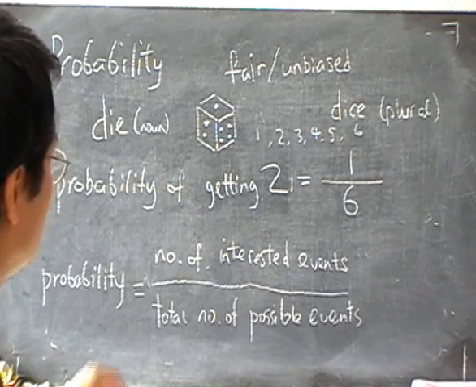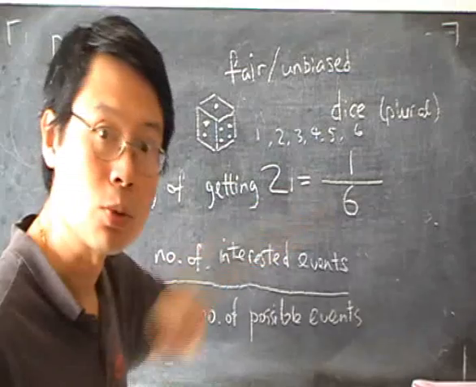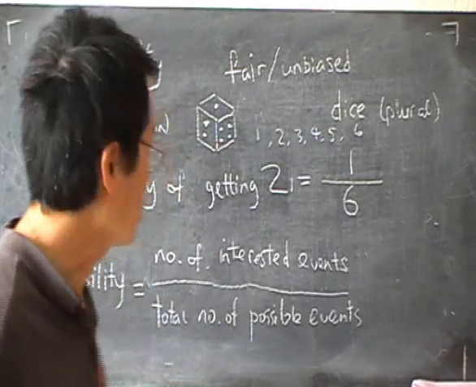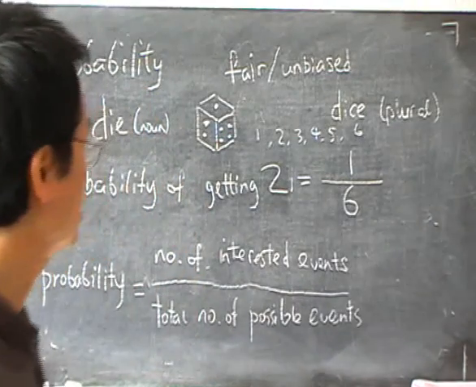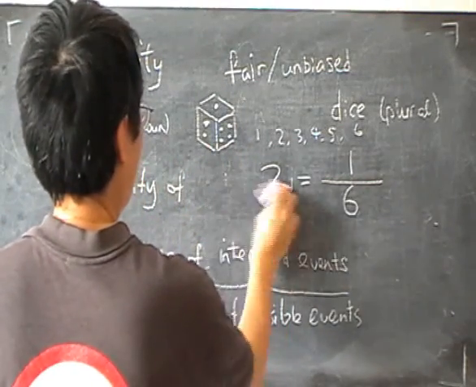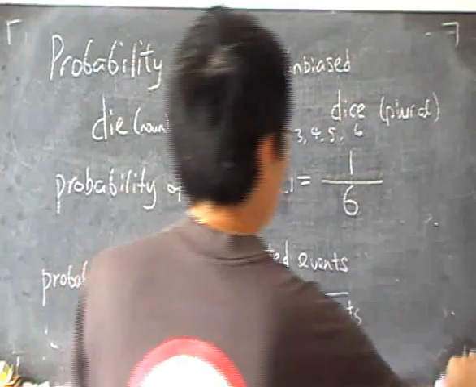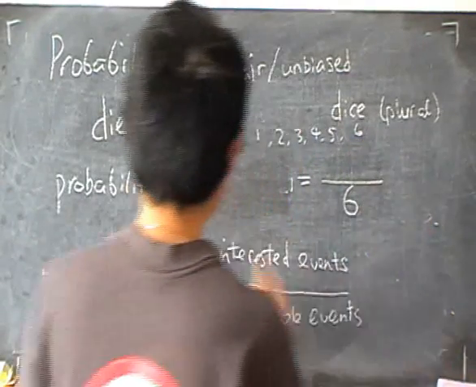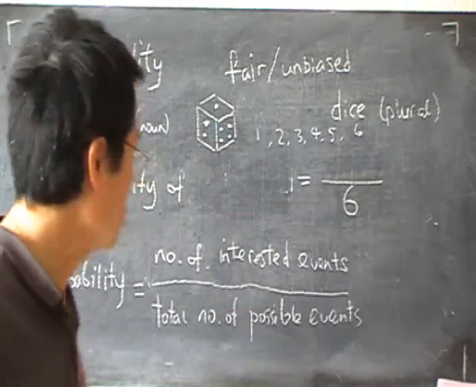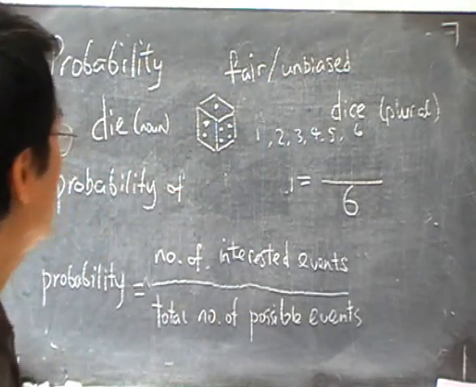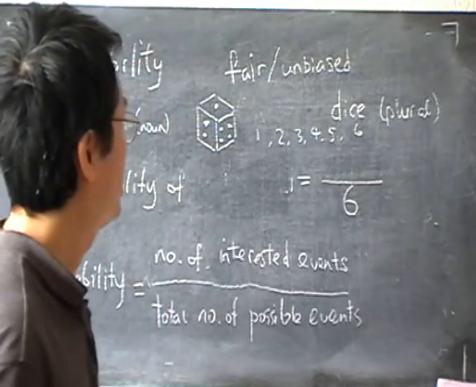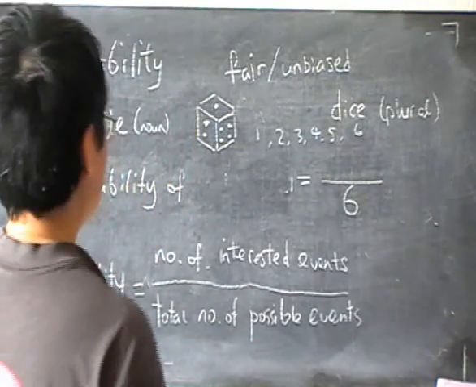Now before we start thinking that the number of interested events is always 1, let me just change this example a little bit to make it slightly more complicated. Rub away the 1. So I'm still looking at the same example with a die that I toss, an unbiased die. Now this time, I'm interested in the probability of getting an even number.